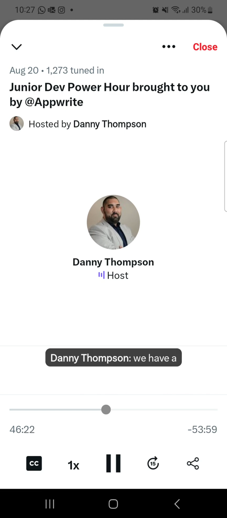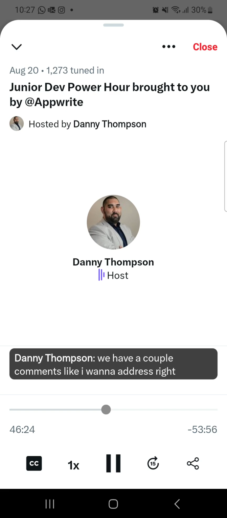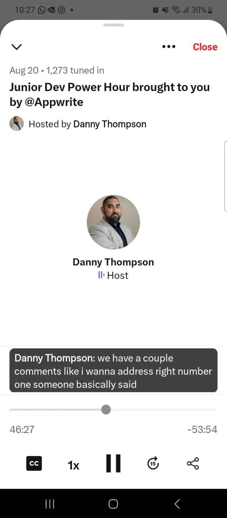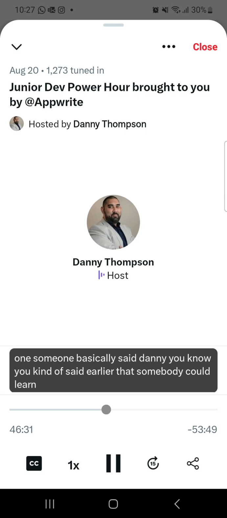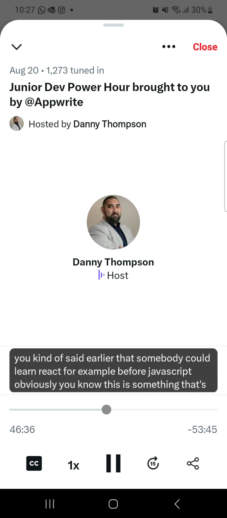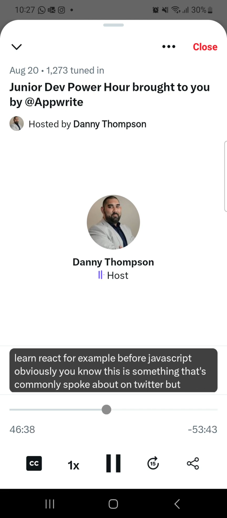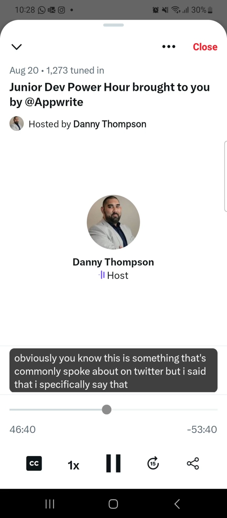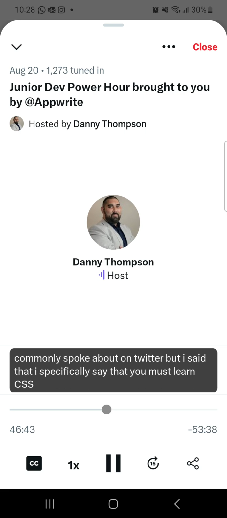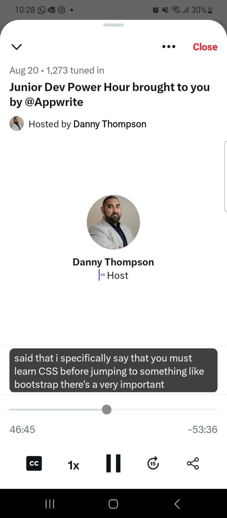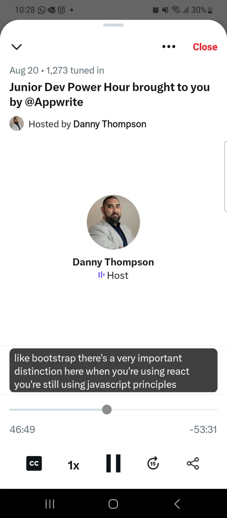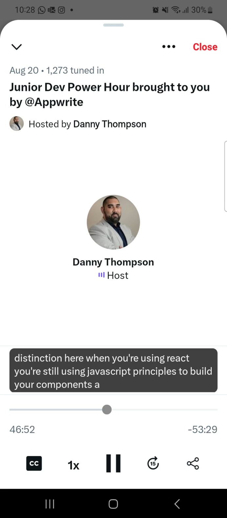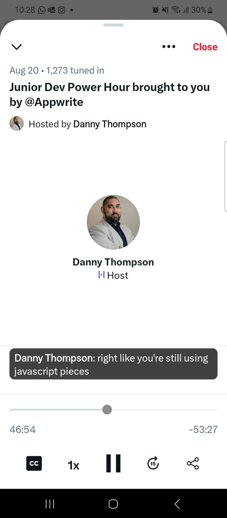We have a couple comments I want to address. Number one, someone basically said, Danny, you said earlier that somebody could learn React, for example, before JavaScript. Obviously, this is something that's commonly spoken about on Twitter, but I specifically said that you must learn CSS before jumping to something like Bootstrap. There's a very important distinction here. When you're using React, you're still using JavaScript principles to build your components and your pages out, right? You're still using JavaScript pieces in there.